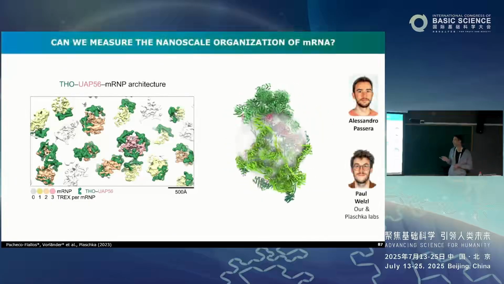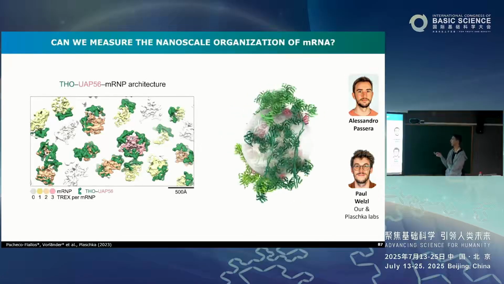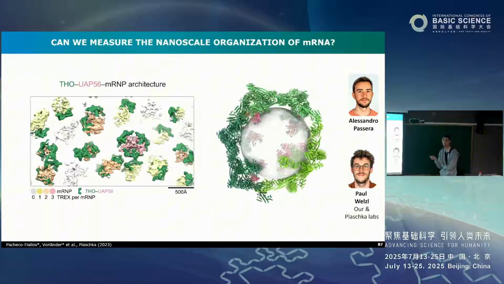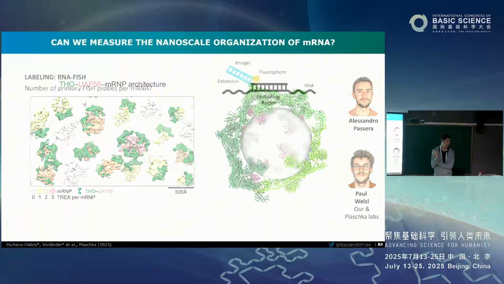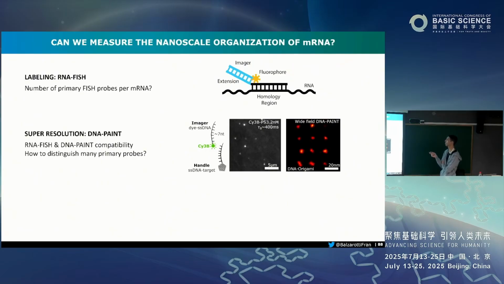So this is the adventure that, with 2 PhDs, we're navigating, and the question is: can we measure the nanoscale organization of mRNA? The way we're addressing this is by labeling with a technique called RNA FISH, where you create a DNA probe that is complementary to the RNA and will bind it. And then you make this little extension to put a fluorophore there. This is something that has been done for 20 years. But what we want to do is a super-resolution version.